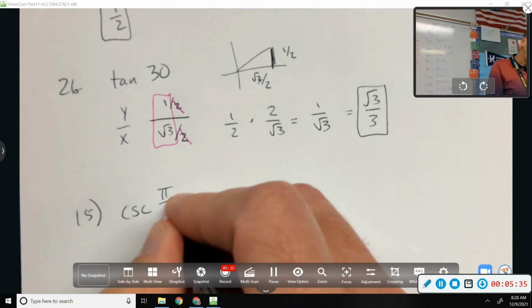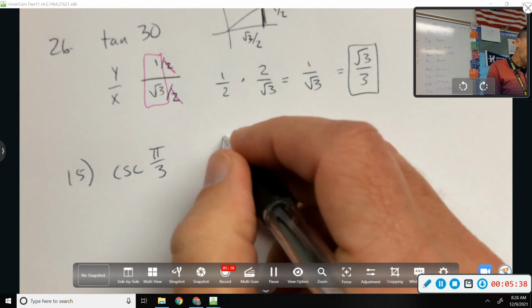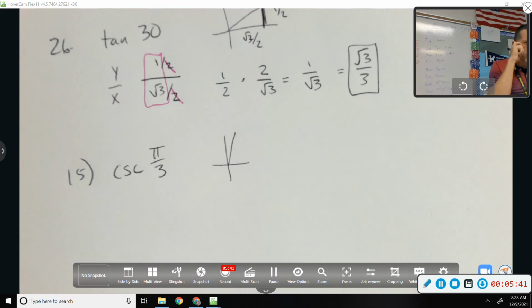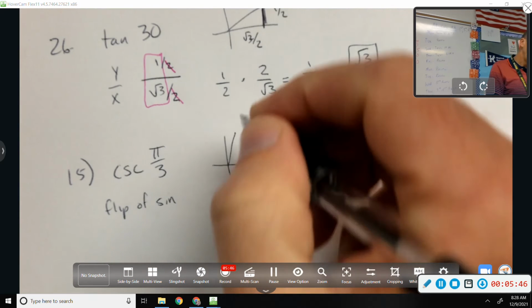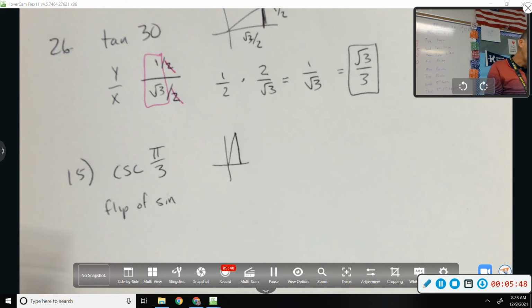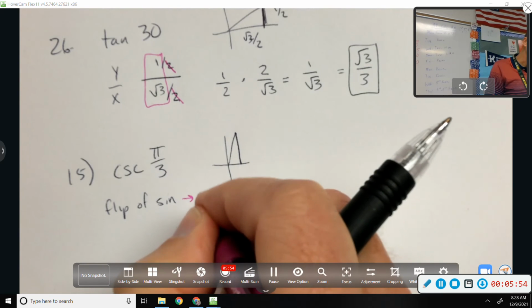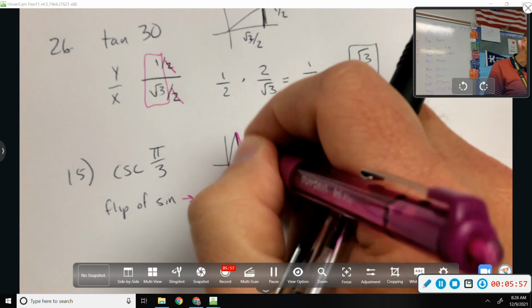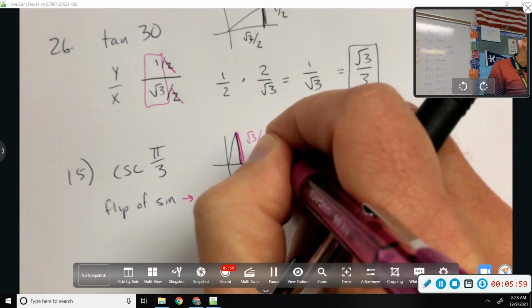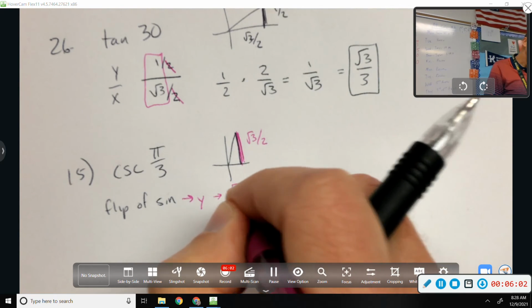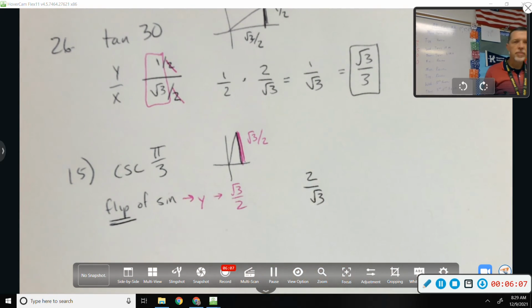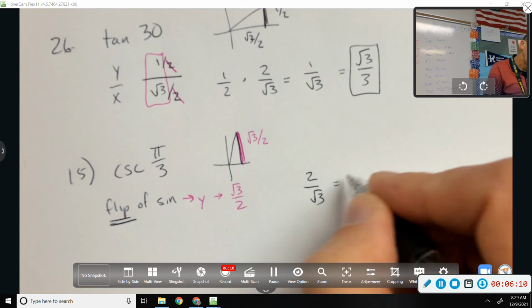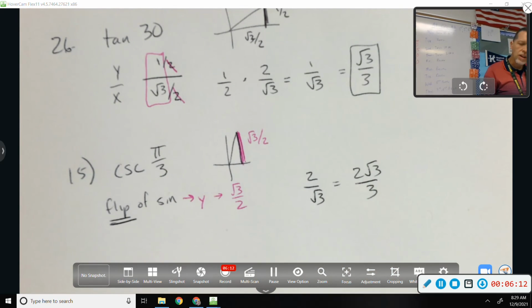Cosecant pi over 3. Okay, pi over 3, that's the steep angle in the first quadrant. Cosecant is the flip of sine. Sine is the y-coordinate. Like again, I don't write all this down, but this is my brain process here. The y-coordinate is the long side. The long side is root 3 over 2. But I need to flip it. So 2 over root 3. And then fix it to 2 root 3 over 3. Okay.